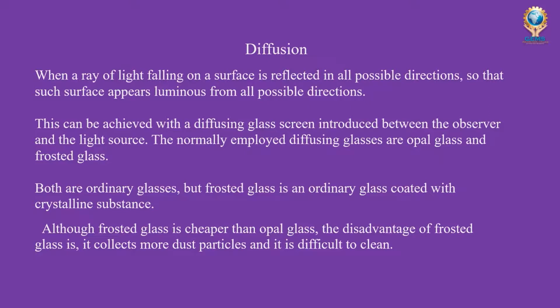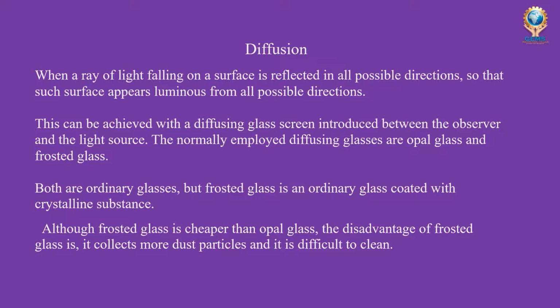Next one is diffusion. When a ray of light falling on a surface is reflected in all possible directions, such a surface appears luminous from all possible directions. So here what is happening? The light ray is falling on a surface and it is reflected in all possible directions, so that the surface appears luminous from all possible directions.